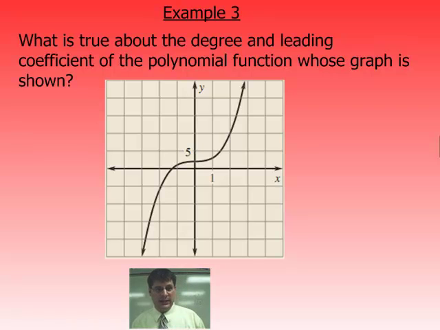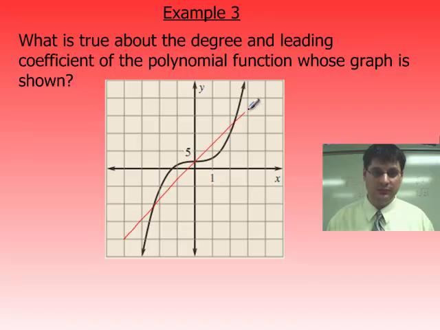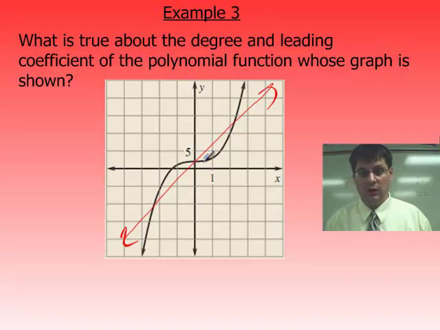So let's take a look at an example here. It says, what is true about the degree and leading coefficient of a polynomial function whose graph is shown? Okay, so this one, they just give us the graph, and I can see that it's similar to a line. It's going in one direction, it's going up, and then it's going down. And so a line would be something like this. And this tells me that is a positive slope line, so that tells me that this polynomial is going to have a positive leading coefficient.